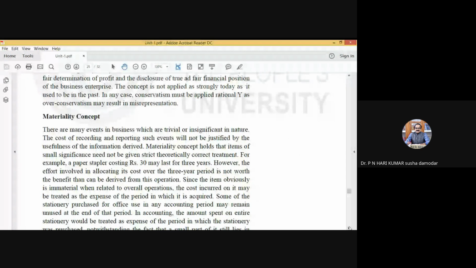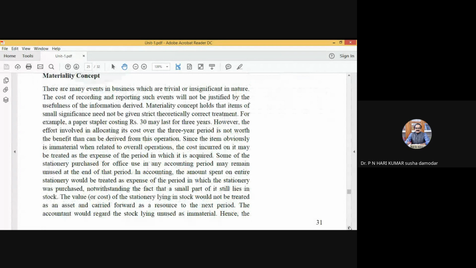Materiality concept. We will consider certain information useful for the organization, and this concept holds that items of small significance matter. There are certain significant elements in a business organization, maybe big or small, but we always consider certain small elements that are very, very important in business. So that is called the materiality concept.